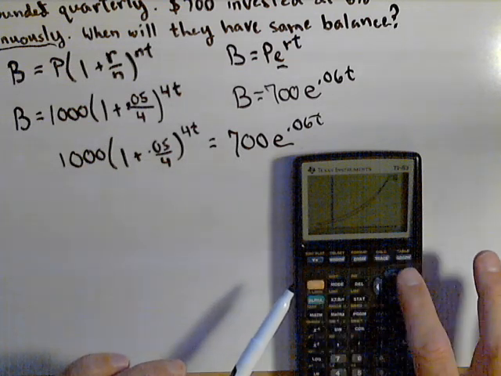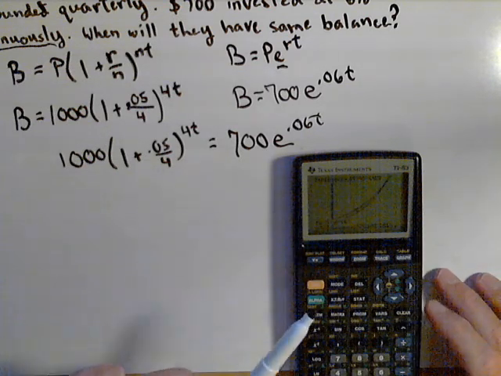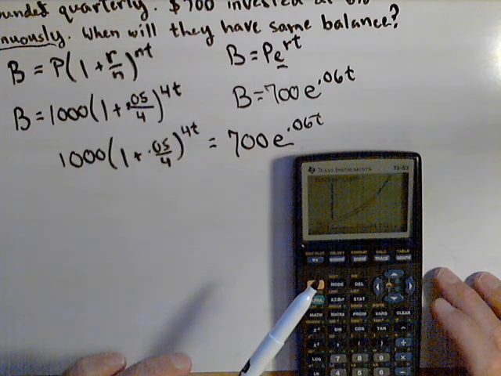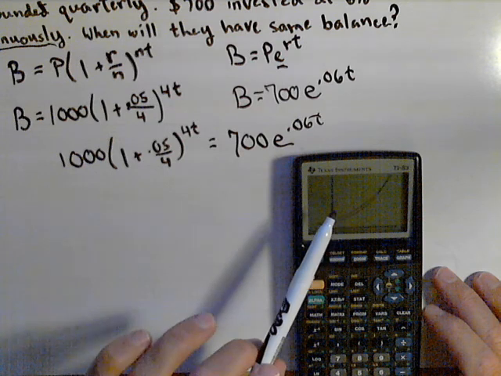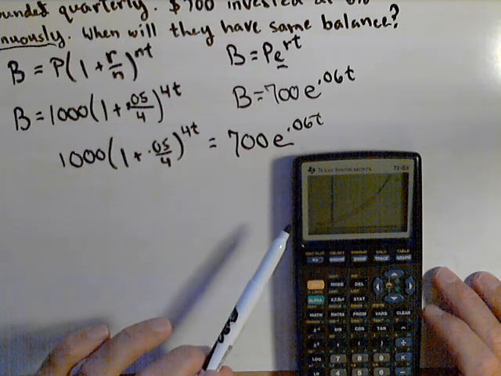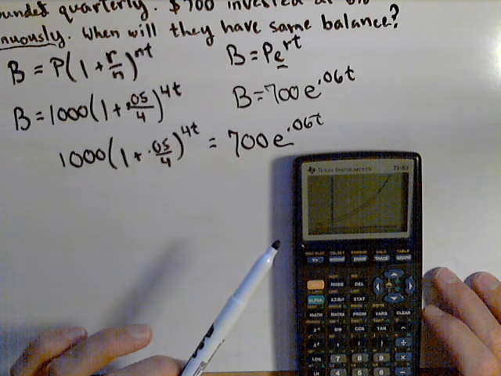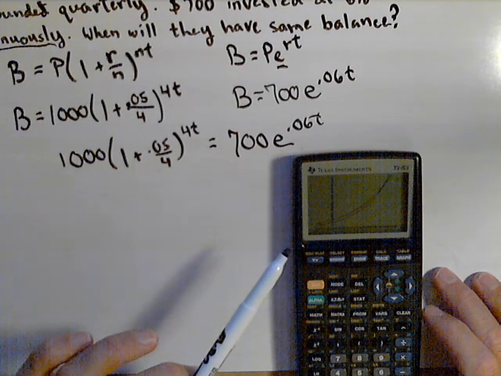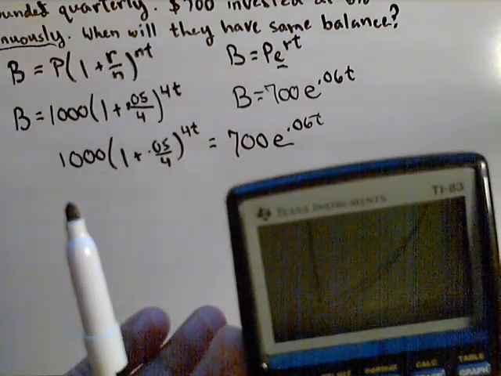I'm going to do second, calculate, intersect is number 5. If you only have two curves and one intersection point, all you have to do is hit enter 3 times. It's taking a second because I wasn't very close to the intersection point. The closer you are to the intersection point, the quicker it's going to calculate it. So I give my calculator a little bit of work to do, but I got my answer.